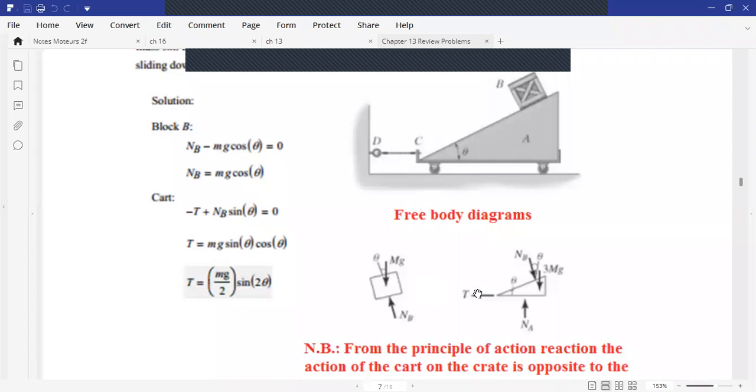Okay, let's go. So here I do sum of forces equal 0 on the cart along the x direction. I obtain minus T plus NB sine theta equals 0.